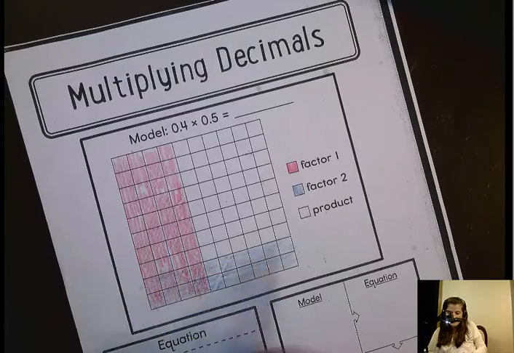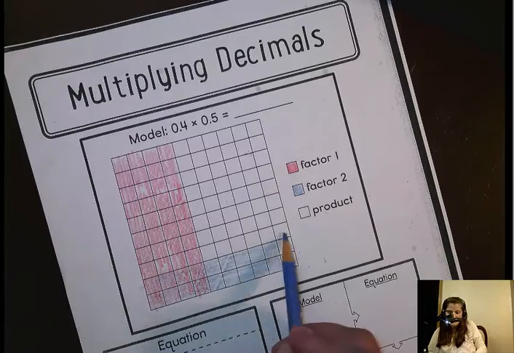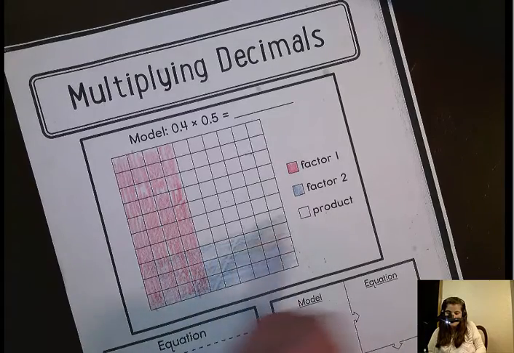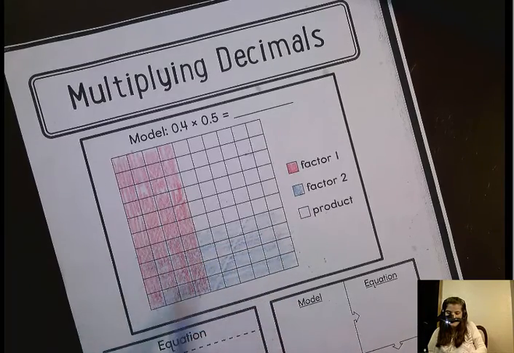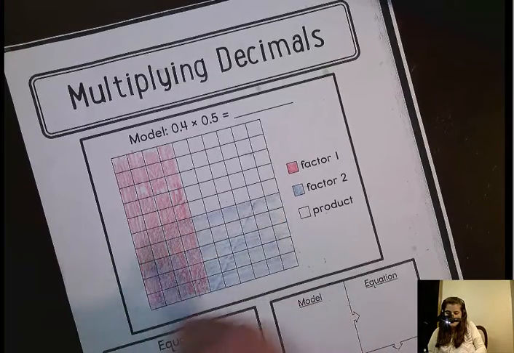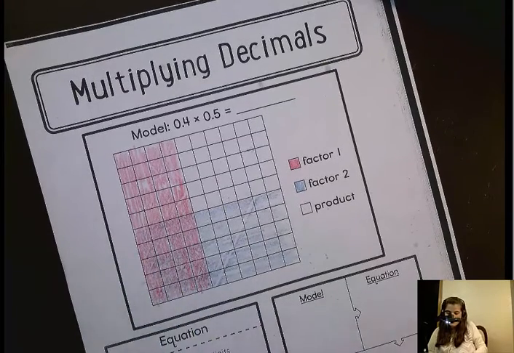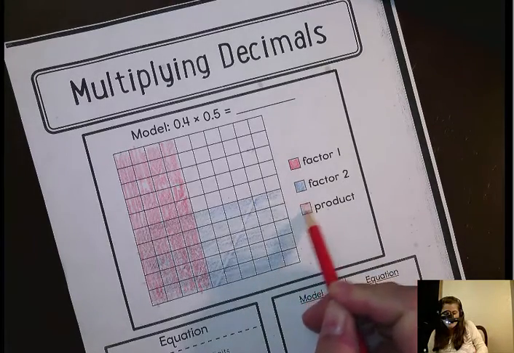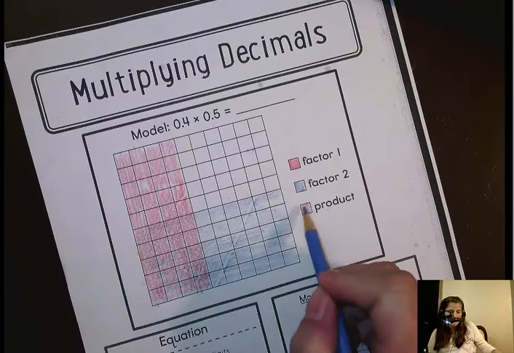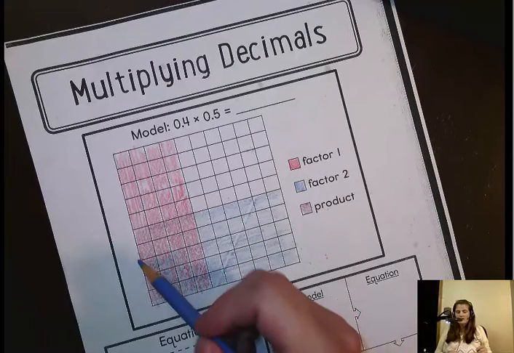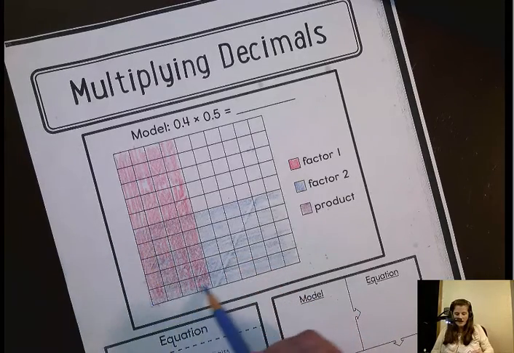And I'm going to shade 5 of these tenths. So there's 1/10, 2/10, 3/10, 4/10, and 5/10. Okay. Now where my two colors overlap, you can see is kind of red and purple. This is going to be the product. So I'm going to kind of lightly shade it red, and then I'm going to shade my blue over the top of it. And the product, or the answer, is this section right here where we have the red and the blue overlapping.